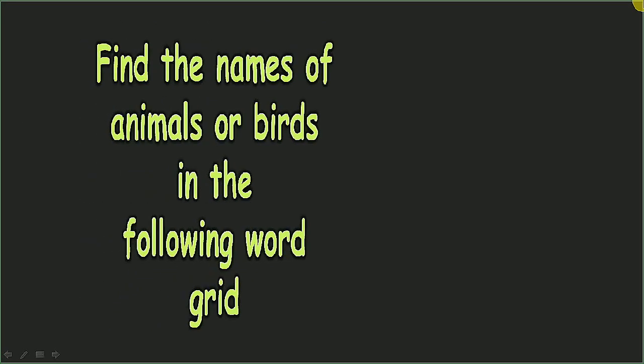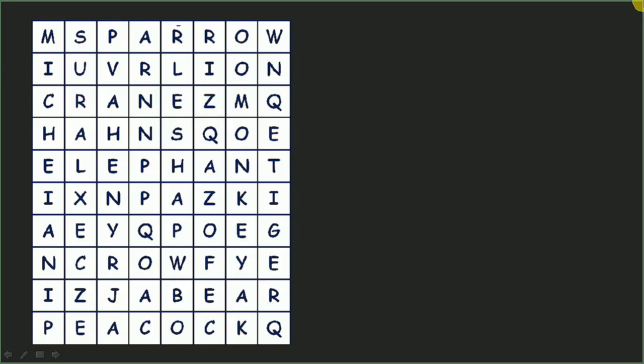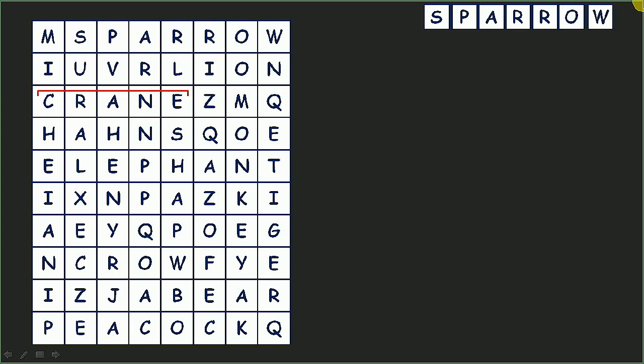Next activity. Find the names of animals or birds in the following grid. The names of animals are hidden in this grid. Let's find them. First one is sparrow. Is there? S-P-A-R-R-O-W. Sparrow. Next one in this grid, crane.